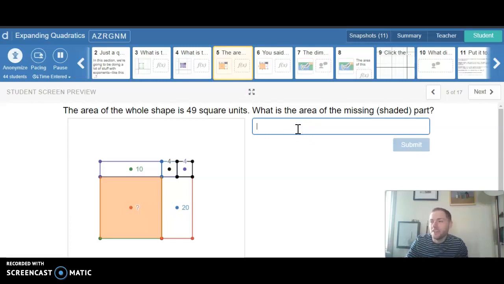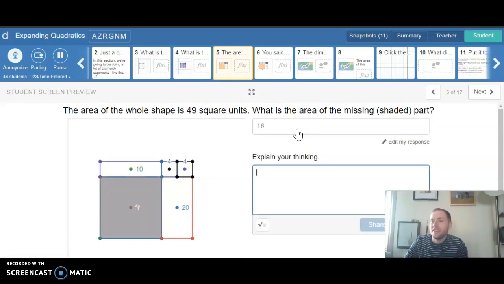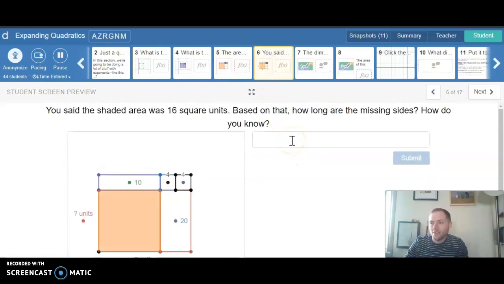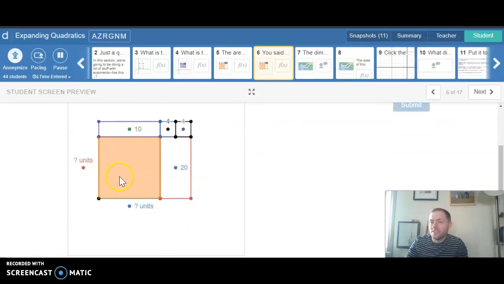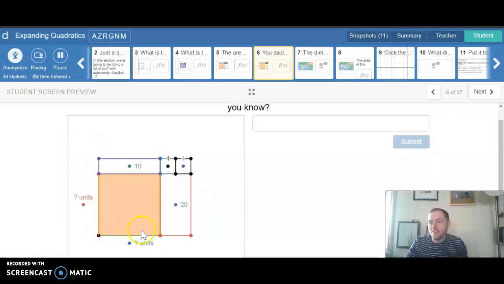All right, so what you should have gotten was 16 units, and then it'll fill in the square all nicely there. So then kind of the same thing, if you'll pause this video, based off of that, if this area of this orange square is 16 units, how long would each side have to be? So pause and answer that question.